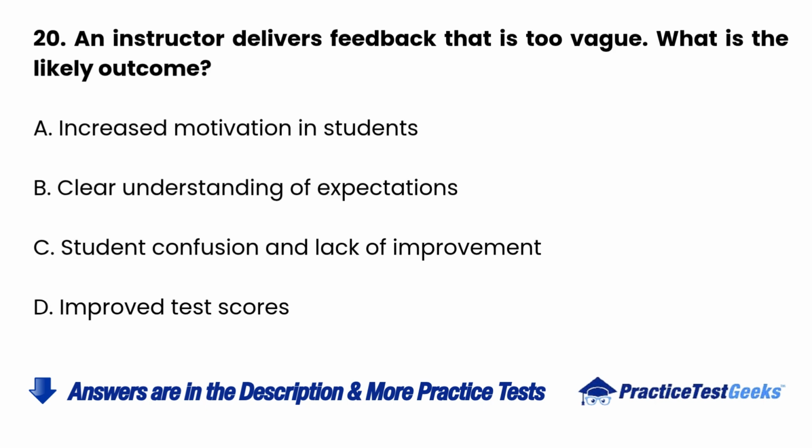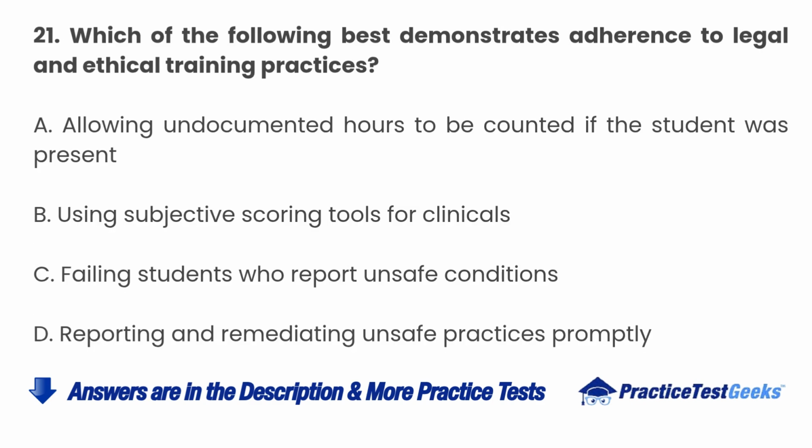20. An instructor delivers feedback that is too vague. What is the likely outcome? A. Increased motivation in students. B. Clear understanding of expectations. C. Student confusion and lack of improvement. D. Improved test scores.